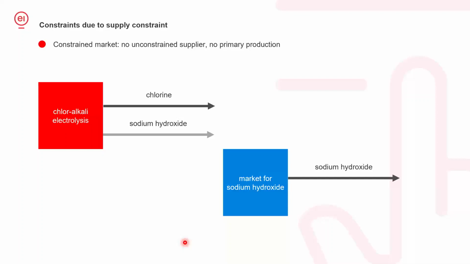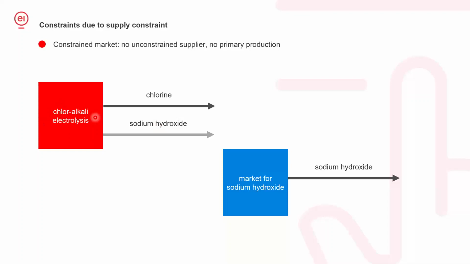And last but not least, we have the constraints due to supply constraint. Let's consider here the example of chloralkali electrolysis. It's a chemical reaction that produces chlorine as a reference product and sodium hydroxide as a byproduct. As we mentioned, whenever we have byproducts, this activity cannot supply the market. The market for sodium hydroxide cannot be supplied by this activity.